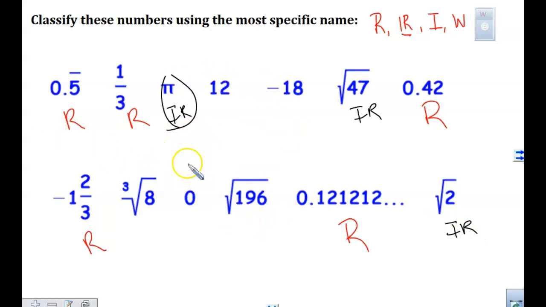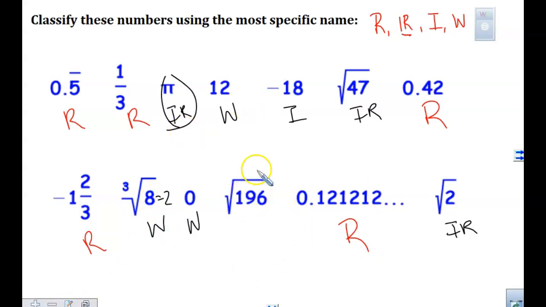So maybe you know some of them, and now you're kind of looking at the rest and you go, oh, this is definitely a whole number. This is definitely an integer. Here we have a whole number. Here we are looking at a cube root of 8. Cube root of 8 equals 2, so that is going to be a whole number, okay?